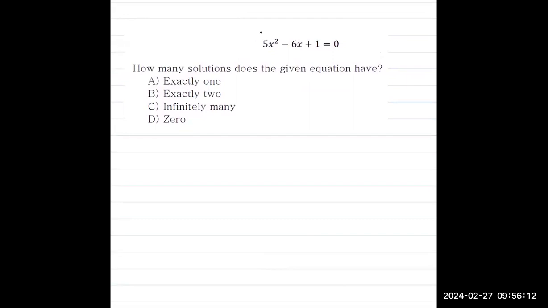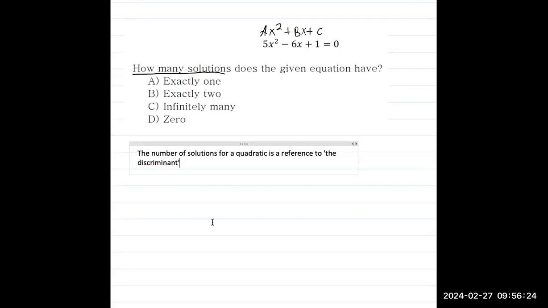Here we have a quadratic situation. We know it's quadratic because it's a variation of ax squared plus bx plus c. And we're being asked for the number of solutions. And the number of solutions of a quadratic is a reference to the idea of the discriminant.